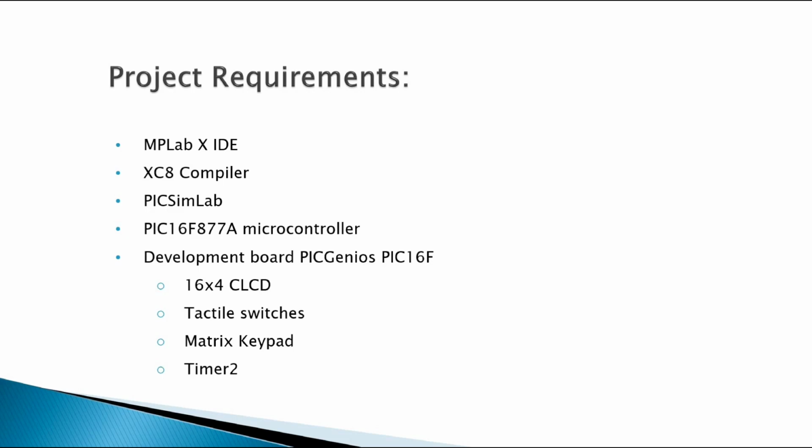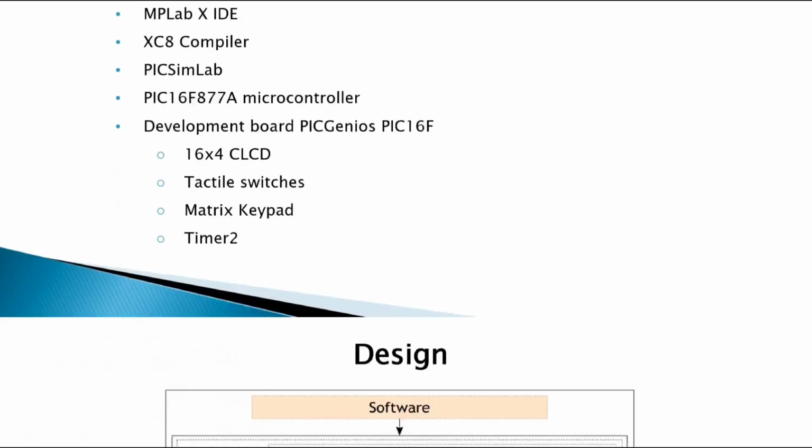Timer 2 is used for various timing and control functions in embedded systems, such as generating delays or measuring time intervals. You can write and compile your code using MPLAB X IDE and the XC8 compiler, simulate it using PICSimLab, and test it on the PICGenios development board with various peripherals like 16x4 CLCD, tactile switches, matrix keypad, and Timer 2 for precise timing operations. Now I would like to hand over to Pushkar for the design part.